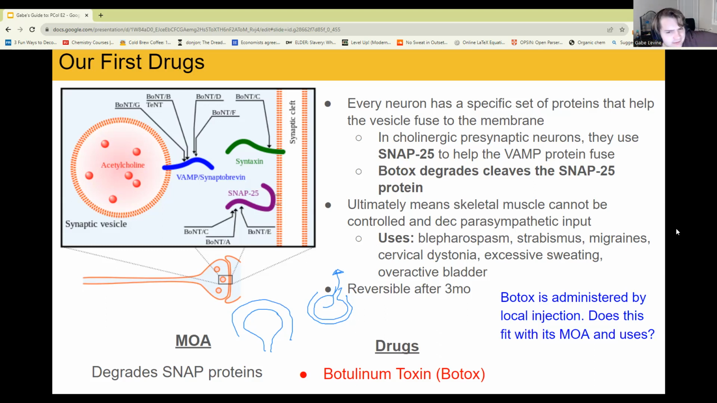I'm not sure actually. It's a really big molecule. I know that. It's a big protein. But essentially, we're using these in local places, right? We're using it on specific sweat glands, we're using it on specific muscles in the body. So that means that we're actively searching for specific SNAP proteins, right? So you wouldn't use it in an area that didn't have applicable SNAP proteins.